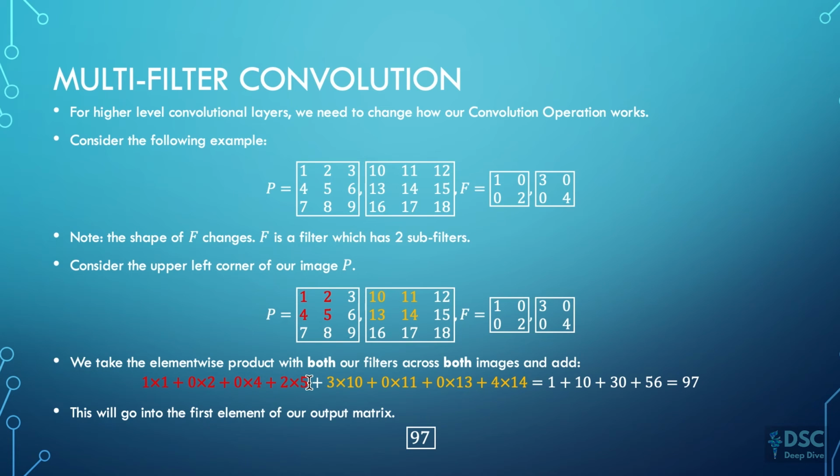So right here is the sum of the element-wise products of the first sub-image with the first subfilter, and this right here is the sum of the element-wise products of the second sub-image with the second subfilter. And when we add all of these up, we get 97. And this will go into the first element of our output matrix.